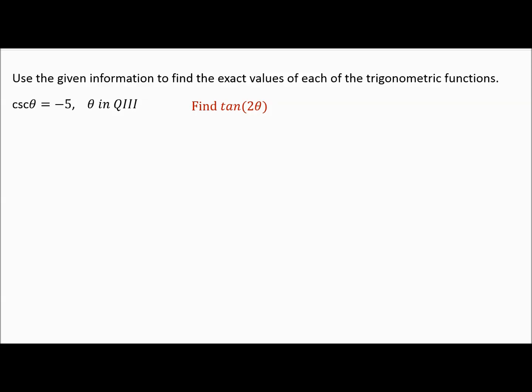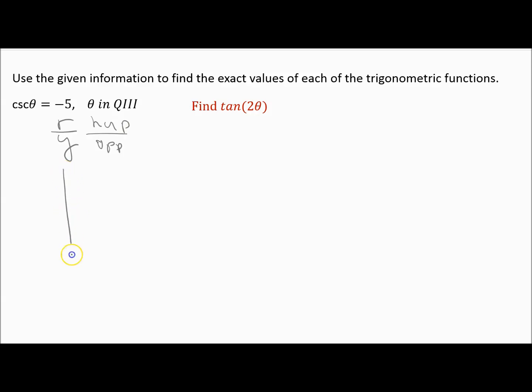So I've got cosecant of theta is negative 5, so we'll have to remember how cosecant is defined. If you have your x's and y's and r's memorized, remember cosecant is the reciprocal of sine, so that must be r over y. Or hypotenuse over opposite. Because again, cosecant is the reciprocal of sine. Sine is opposite over hypotenuse, so I flip it. It's hypotenuse over opposite.